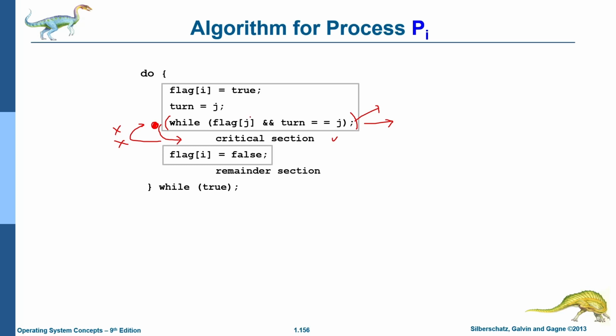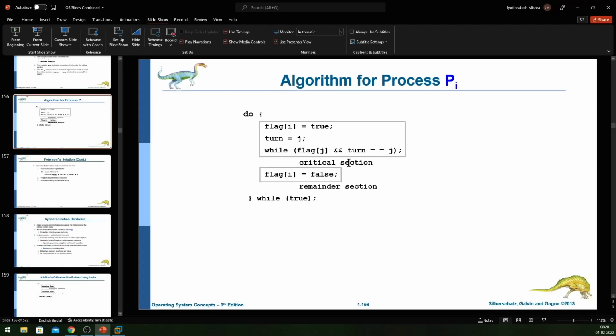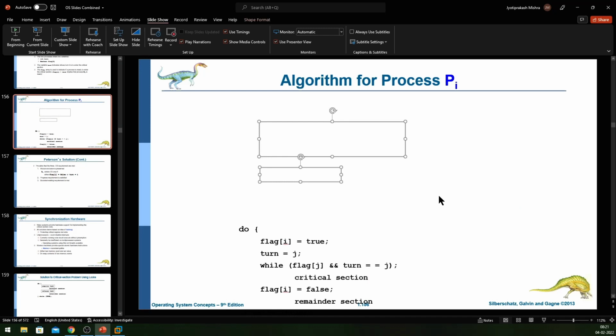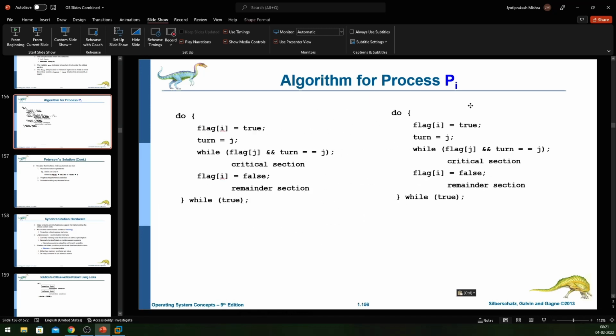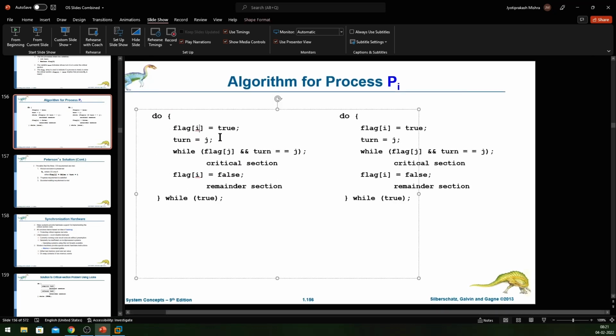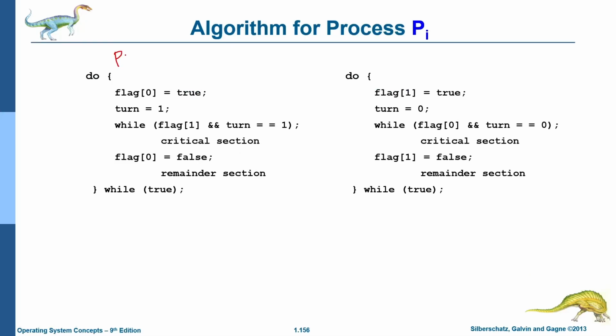So let me explain this to you again. This is for process P0. This is for process P1. So what's going on in P0? It says that I am ready to run. That's why it is setting its own index in the flag array to true. Then it is letting the other process run first. So it is letting P1 run first.